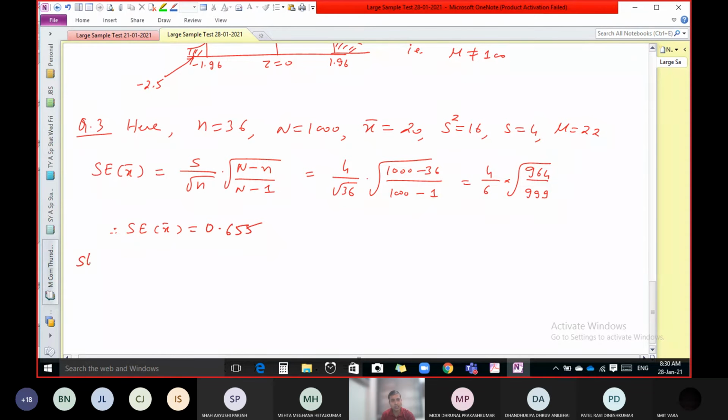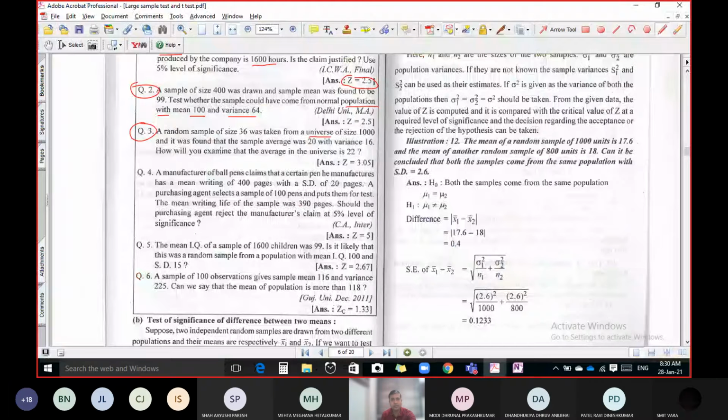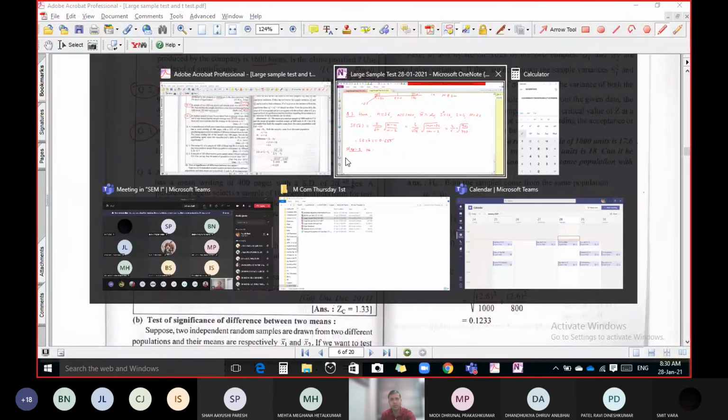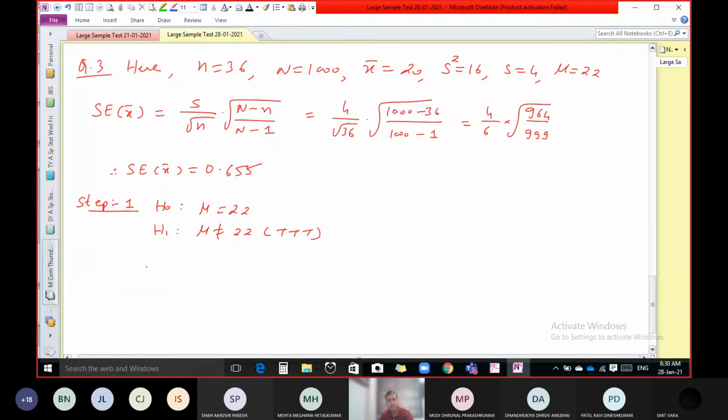Now let us start step 1. H naught. What we want to verify here? How will you examine that the average in universe is 22? So population mean is 22. Average in universe means population mean is 22. And what is H1? Nothing is mentioned, so we have to write not equal to, two-tailed test. That is the end of step 1.